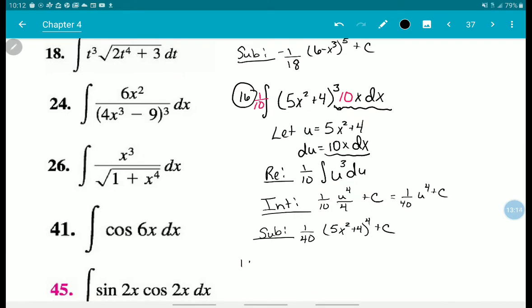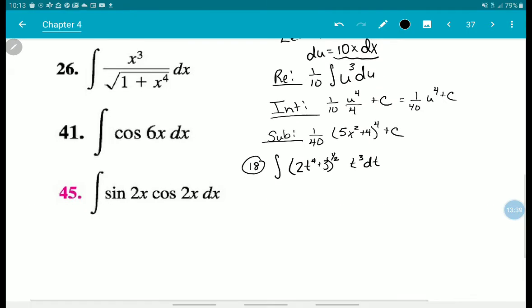Let's do another one. Let's look at 18. So these are all going to work the same way. I'm going to rewrite this. That square root is the same thing as a 1/2 power. So we have 2t to the 4th plus 3 to the 1/2. And we're going to have that t cubed dt out here. So now we're integrating with respect to t. U is the inside function. So du is 8t cubed dt.